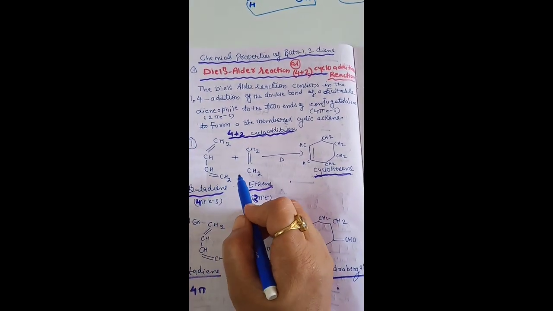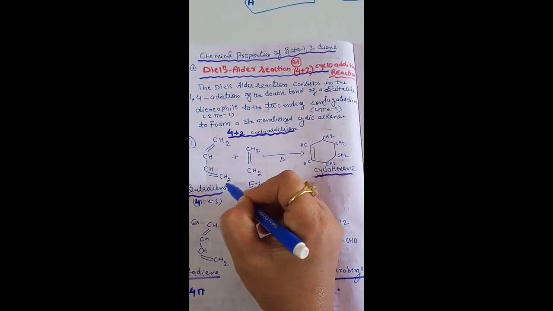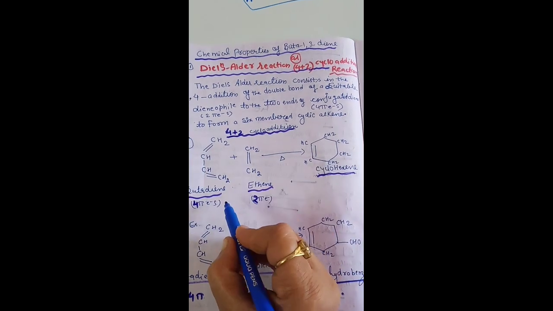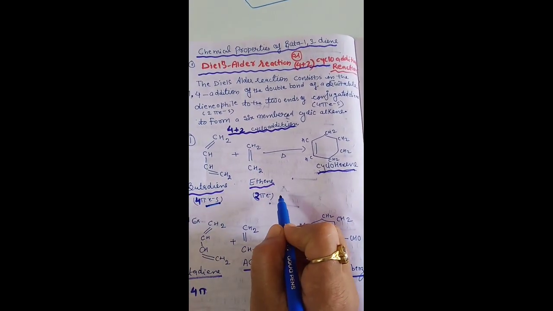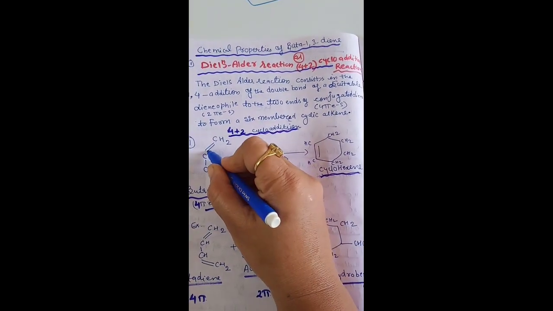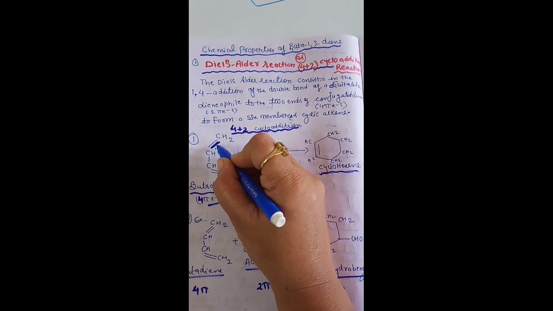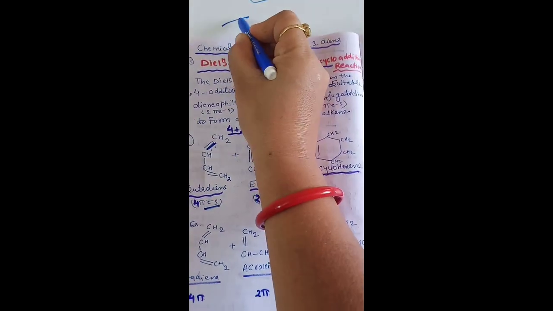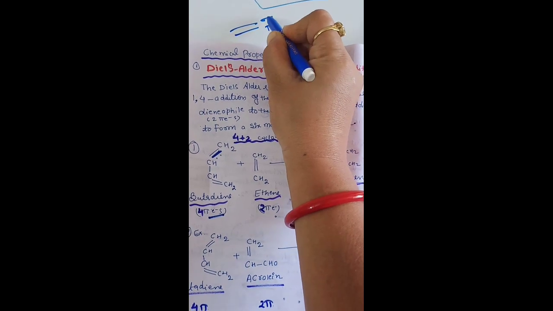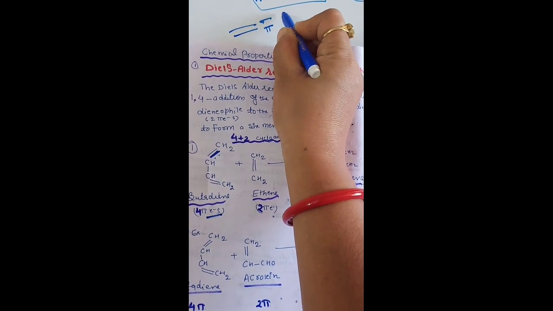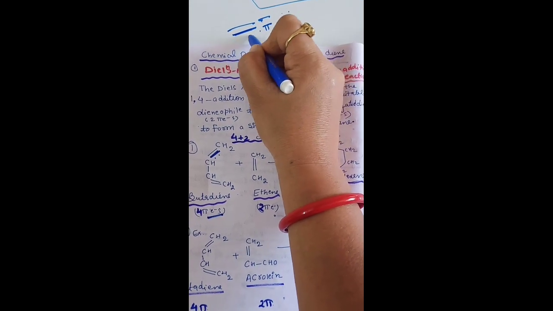Here it is written as a 4 plus 2 cycloaddition, which means one compound has 4 pi electrons and the other compound has 2 pi electrons. I will explain once again. Suppose this is a double bond, it is made up of 2 electrons. In any double bond, one bond is a sigma and the other bond is always pi. So the electrons of these bonds are termed sigma electrons and the electrons of these are termed pi electrons.